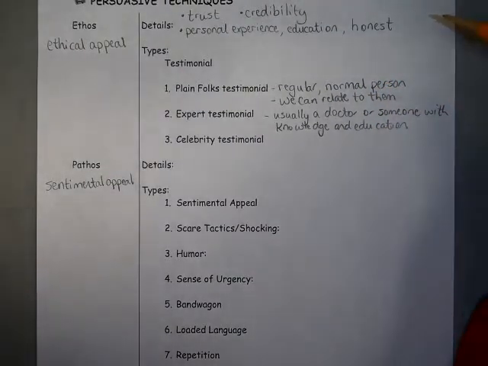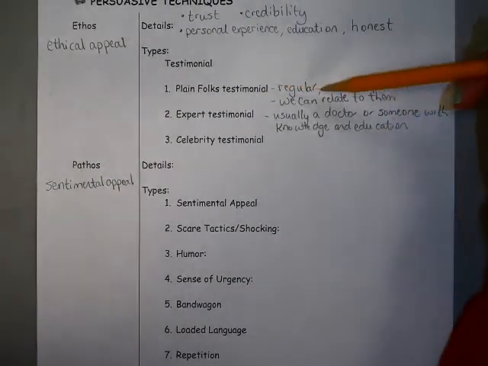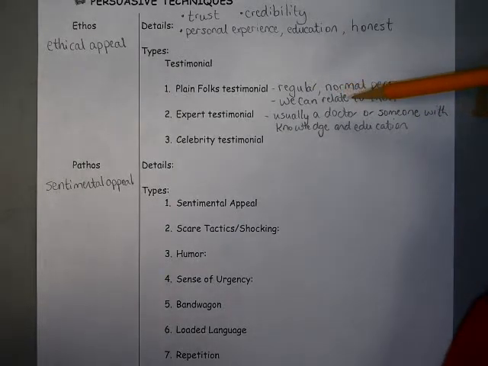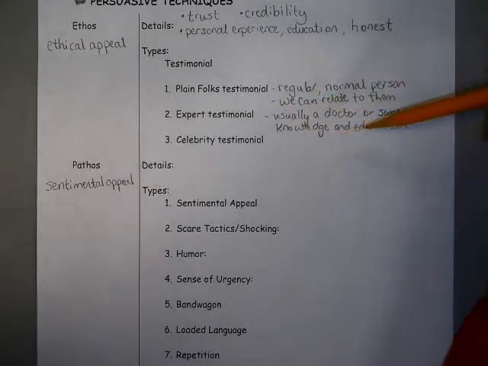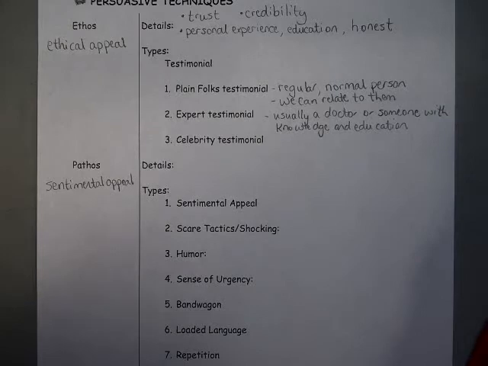So the difference between the two is this is just a regular old person. It doesn't have to be somebody who has a degree or anything. This person, though, has been to school and they really should know what they're talking about. Somebody that we should be able to trust to recommend something like that to us.